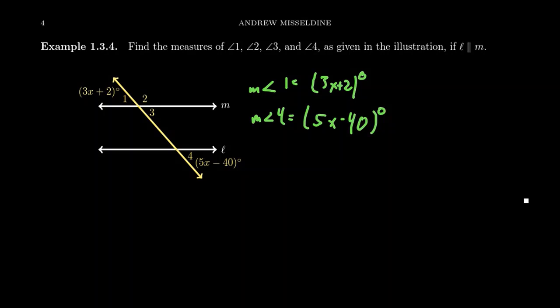So what do we know about these things? We know that angles 1 and 2 are supplementary angles. So that means that the measure of angle 1 plus the measure of angle 2 is equal to 180 degrees. We also know that 2 and 3 are supplements, but in particular 1 and 3 as vertical angles are going to be equal to each other. So that means that the measure of angle 3 is the same thing as well.